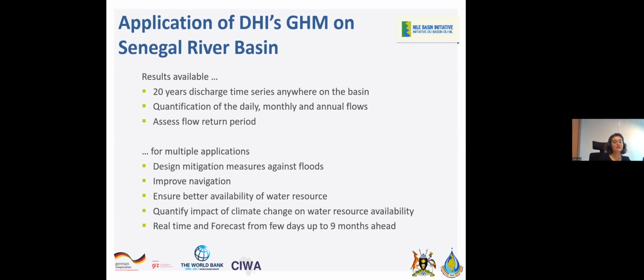And also we can use it to implement real-time and forecast applications, which can go from a few days to up to 9-month forecasts.